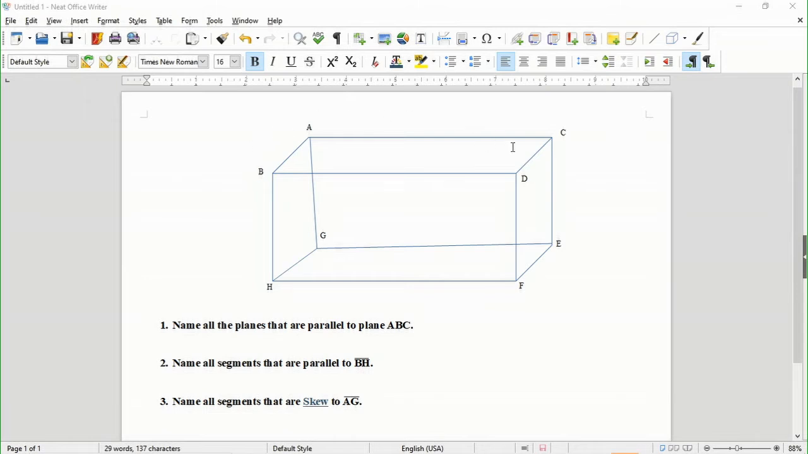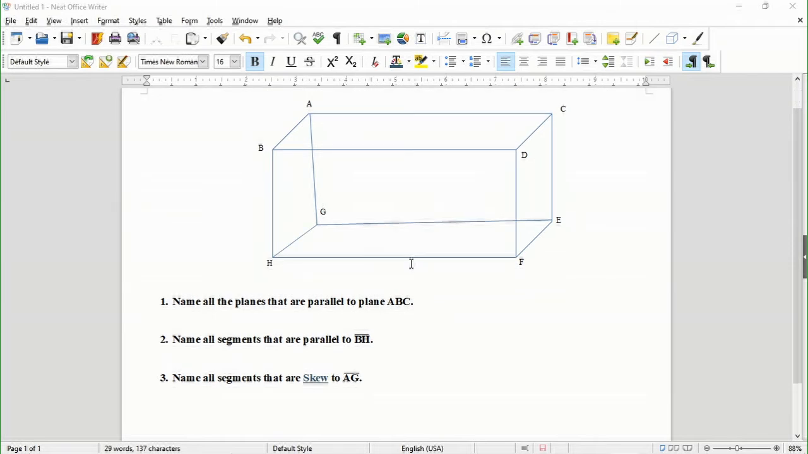Alright, guys, so here's your shape. Notice I have an A, B, C, D, E, F, G, H. Something similar to the one we have on the board. The only difference is this time I changed the questions a little. Same objective. It's just different segments you're looking for. Again, name all the planes that are parallel to plane ABC. Name all segments that are parallel to segment BH. And then name all segments that are skew. Remember, skew is lines that do not intersect, lines that are not parallel.